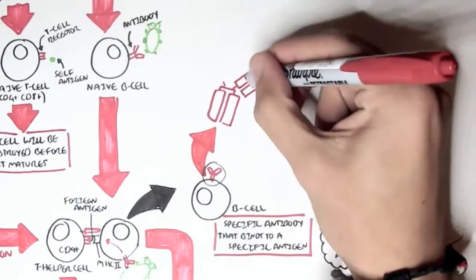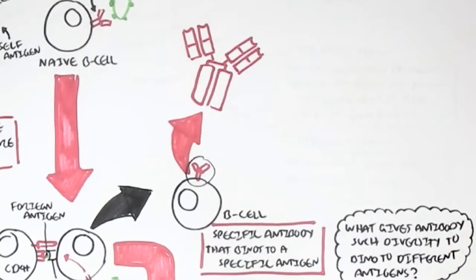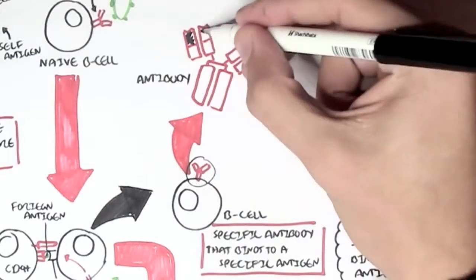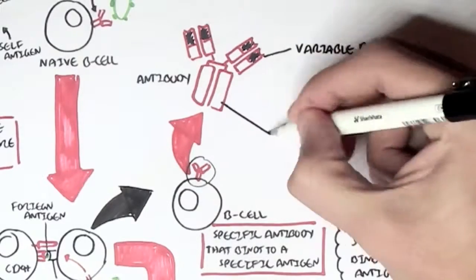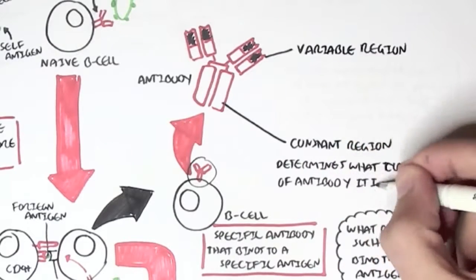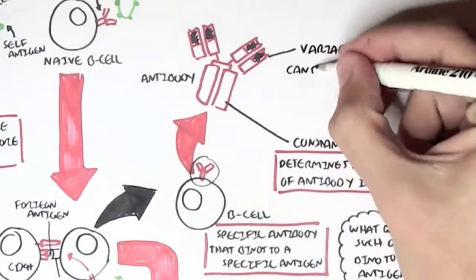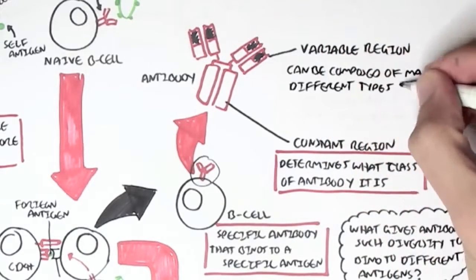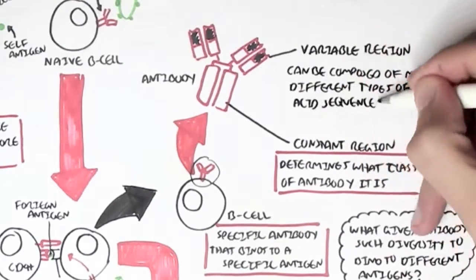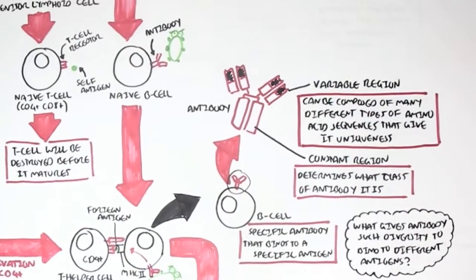This is an antibody. The antibody consists of a variable region on the N terminal of the antibody and a constant region on the C terminal. The constant region determines what class of antibody this is. So it can be an IgM, IgD, IgE, IgA. The variable region can be composed of many different types of amino acid sequences that gives it its uniqueness. So antibodies can be all different and all unique when they are made.